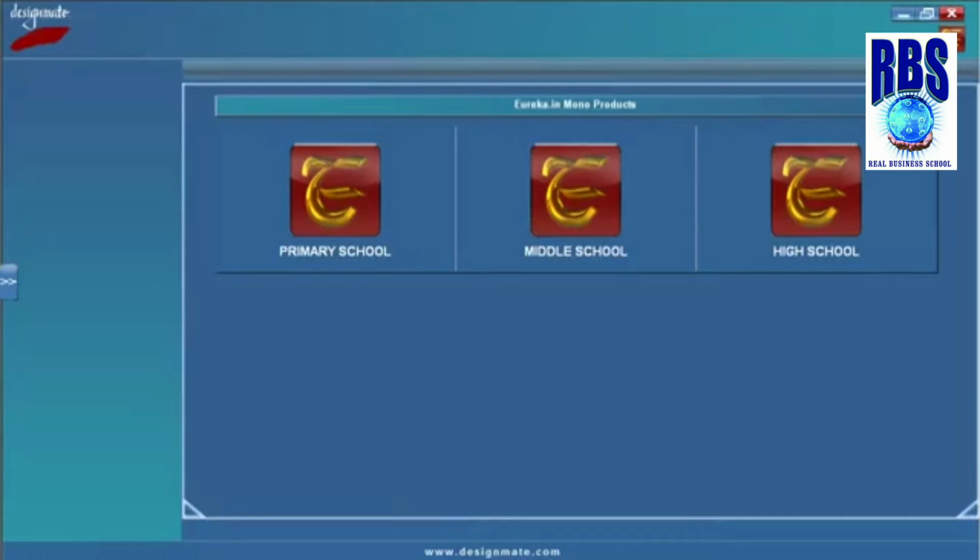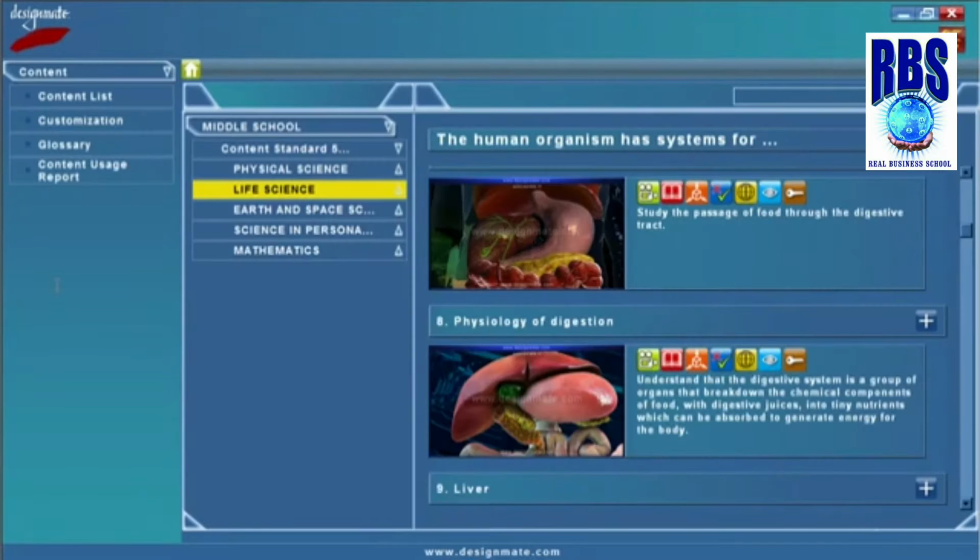The product comes in the form of different course packs for primary, middle and high school covering their science and mathematics curriculum. The teacher can access any of these course packs as per her need. For example, let me select the middle school. The product comes in a very user-friendly interface.